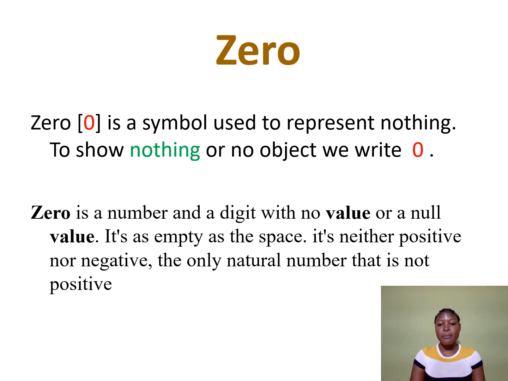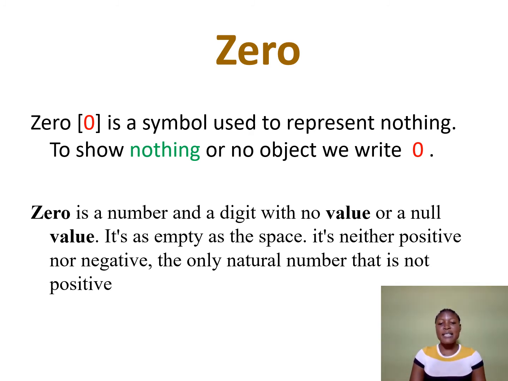0 is a number and a digit with no value, or a null value. This simply tells us that if 0 is being added to or subtracted from a number, the number still remains the same. If 0 is added to a number or taken from a number, the number doesn't change. So there is no value when we write 0.